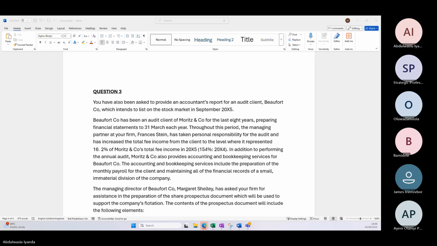So, Preferred Co has been an audit client for the last 8 years. Note this down. We prepare the financial statements to 31st of March each year.